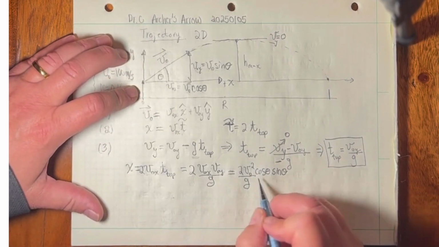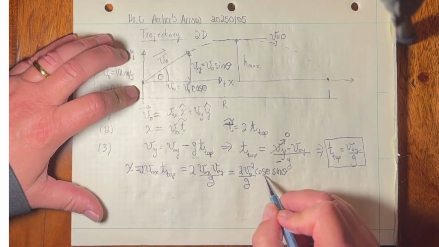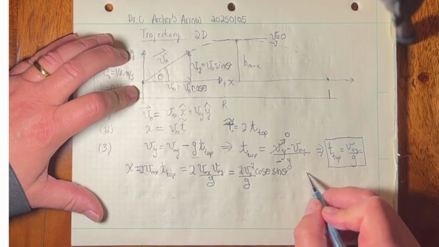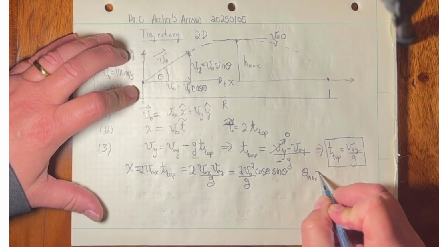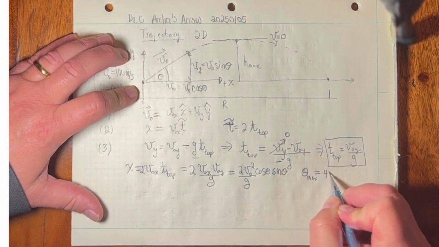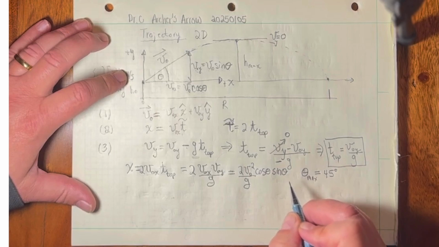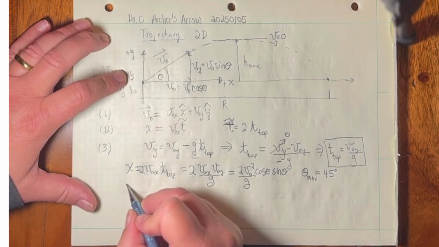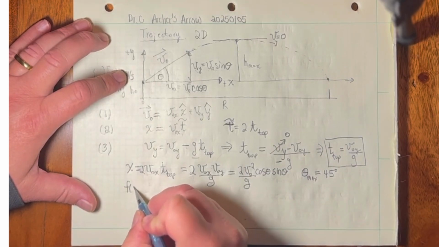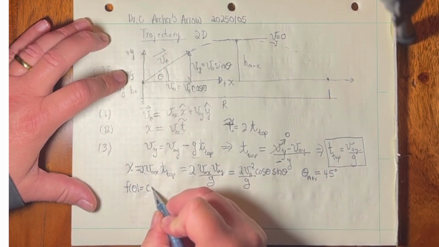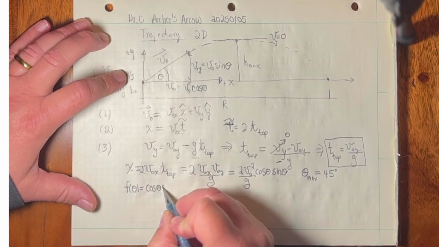Now you can maximize this by just checking values of theta by inspection and find out that the maximum occurs at theta giving the maximum distance x of 45 degrees. You can plot it, you can put it in your calculator, or you can use calculus. I'll show you how to do calculus real quick. Let f of theta be equal to cosine of theta times the sine of theta. You're going to maximize this function f of theta.